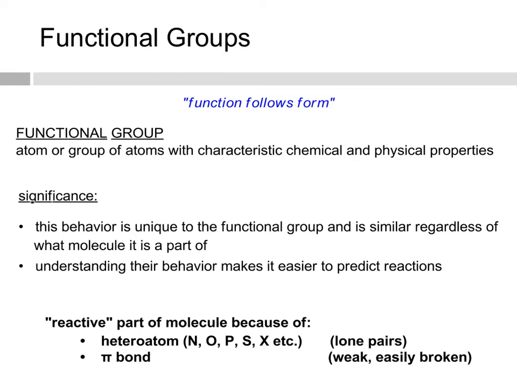Functional groups are also usually considered the reactive part of the molecule, and that can be due to the presence of a heteroatom such as nitrogen, oxygen, phosphorus, sulfur, any of the halogens, all of which possess lone pairs. It can be due to the presence of pi bonds, as in alkenes or alkynes. Remember that pi bonds are weak or easily broken. It can also be due to the presence of positive charges, such as carbocations.